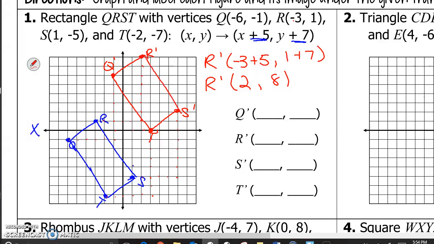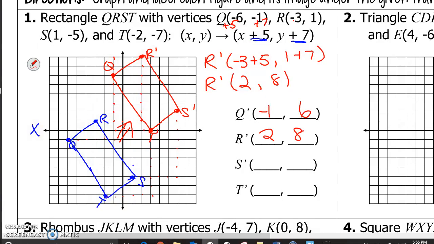Let's see if our addition matches up. Over 5, up 7. So Q, we're going to do +5, +7. So -6 plus 5 is -1. And -1 plus 7 is +6. Let's see if that's what we had. -1, +1, 2, 3, 4, 5, 6. Boom. Okay, R, we just did, 2, 8.